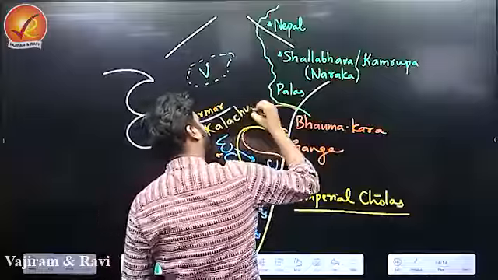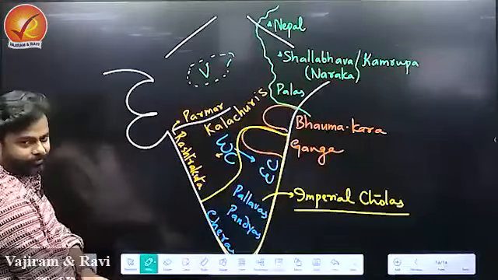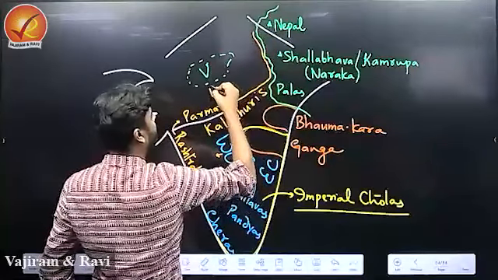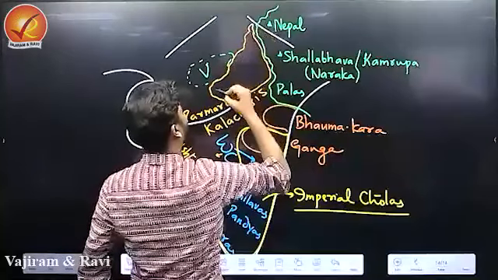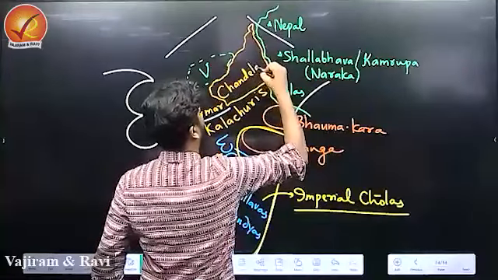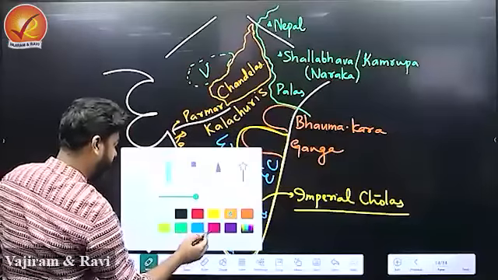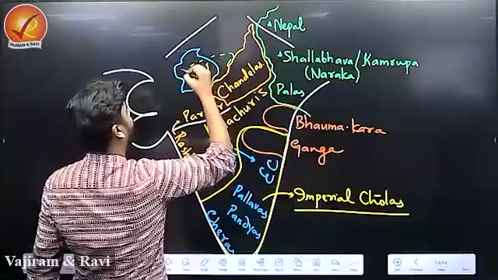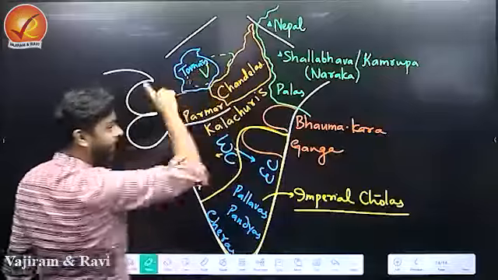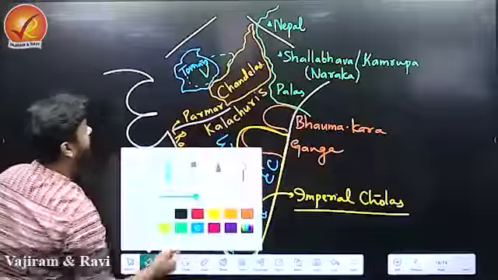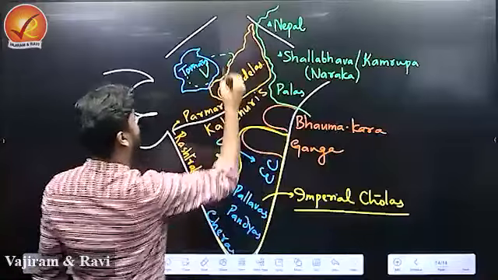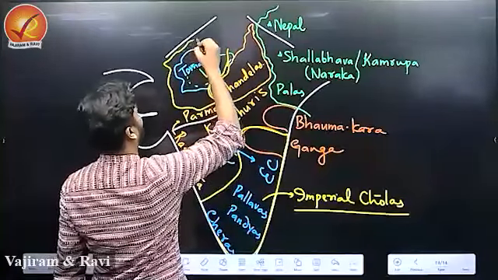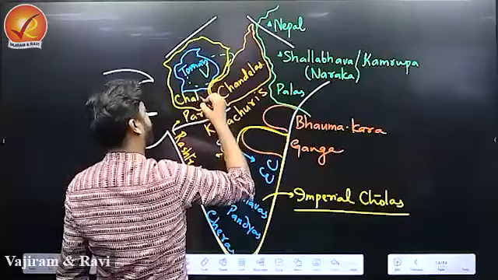Kalachuris. Chandelas. Tomars, because they will be Delhi. But Tomars did not have a son, so they got their daughter married into the Chauhan's kingdom. So they took it. They were in Ajmer, they took everything. And these are Chauhans, C-H-A-H, Chauhans.